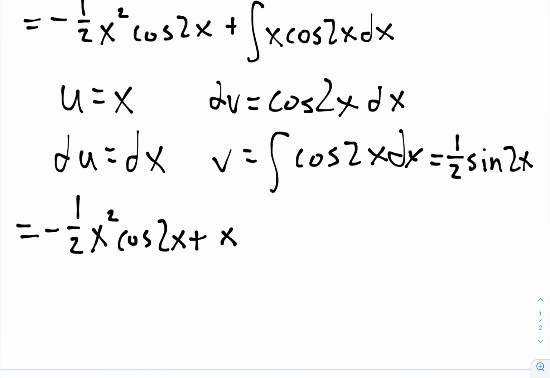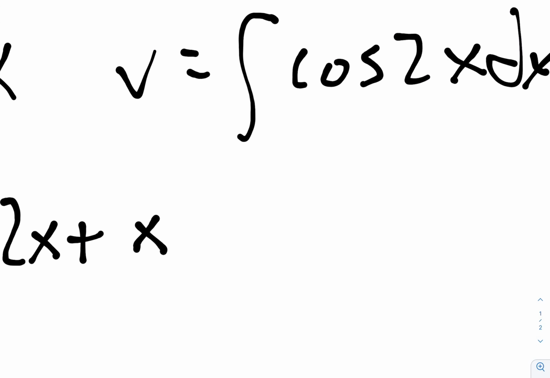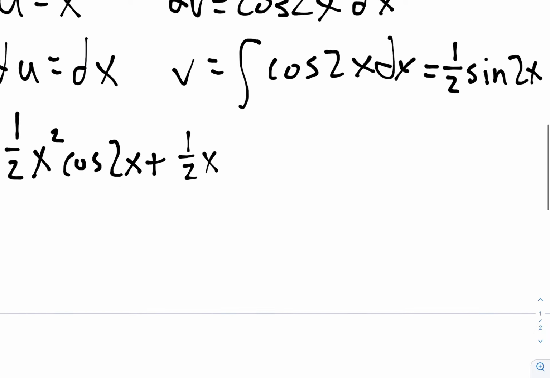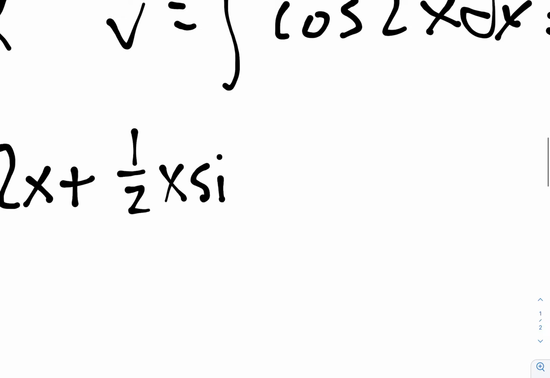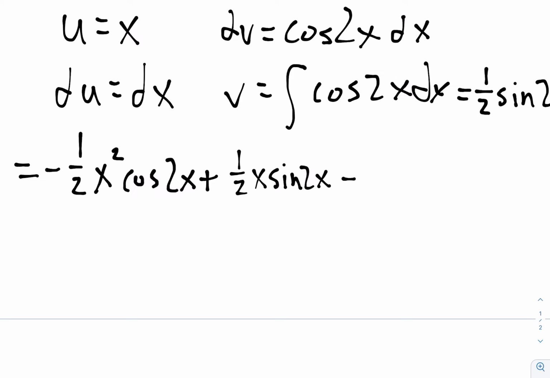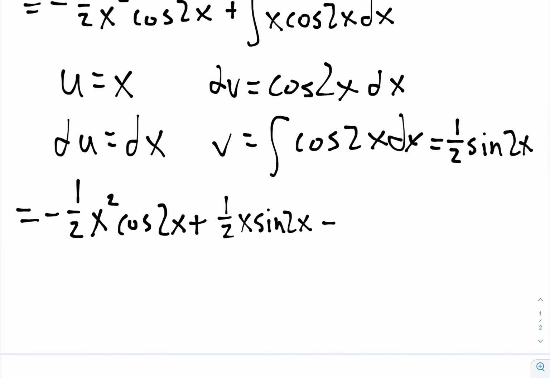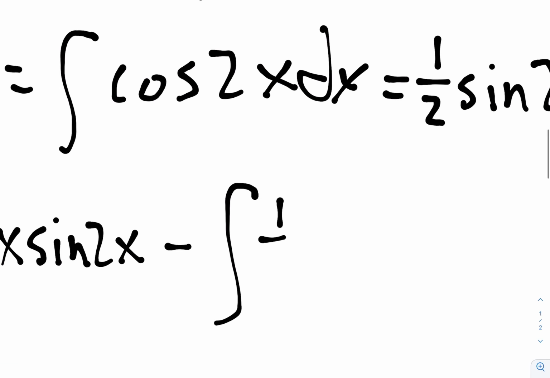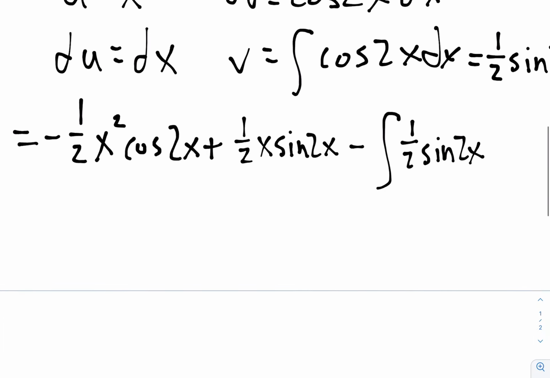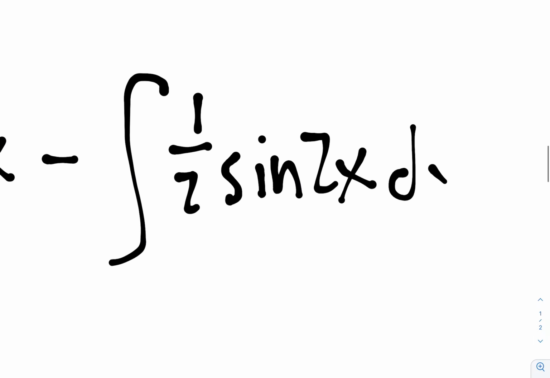Okay, so x times, I'm actually going to write this 1/2 out front. 1/2 x sine 2x, right? And then we're subtracting the integral. Right? We're subtracting the integral of v du. So minus the integral. Our v is just 1/2 sine 2x. And then our du is just dx, so that's perfect. We can just fit that in there.